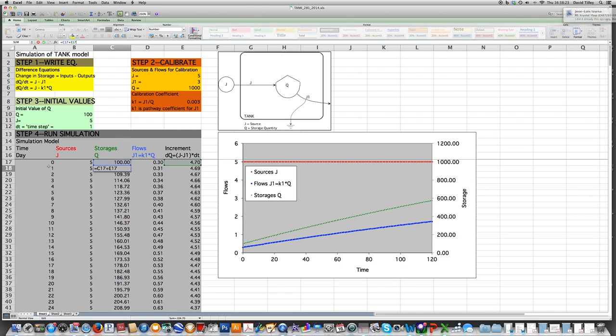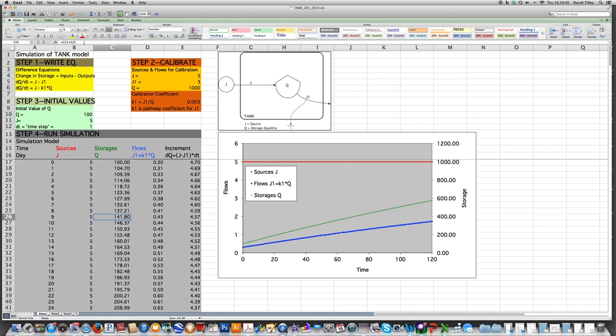So at day 1, it's the value at time day 0, plus the change, dq. So 100 plus 4.7 is 104.7. We come down again to day 9, double check to make sure that we are adding correctly. Yes, we're adding day 8, value of Q, plus the change for that day. So 137.21 plus 4.59 gives us the value of 141.8.